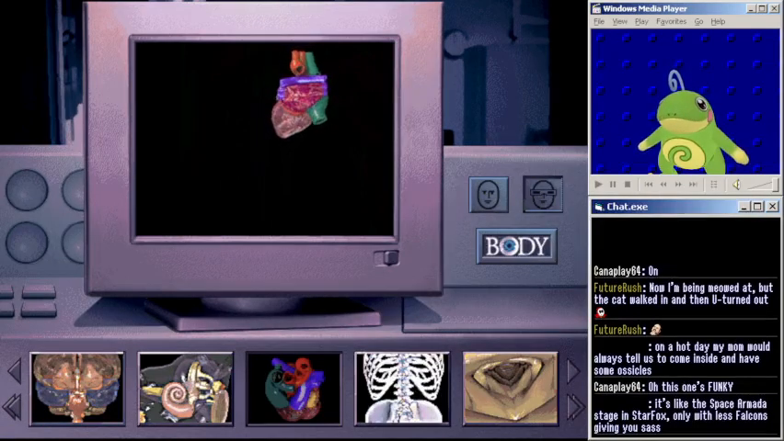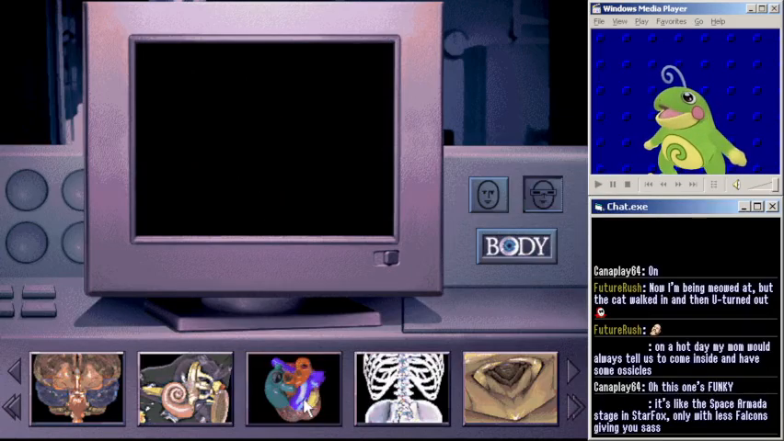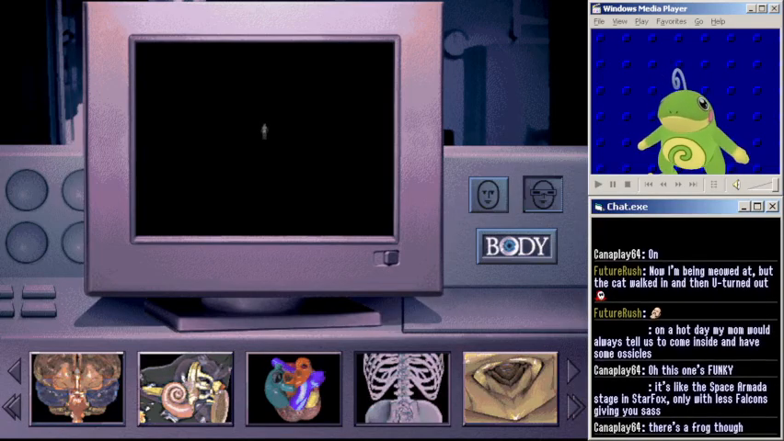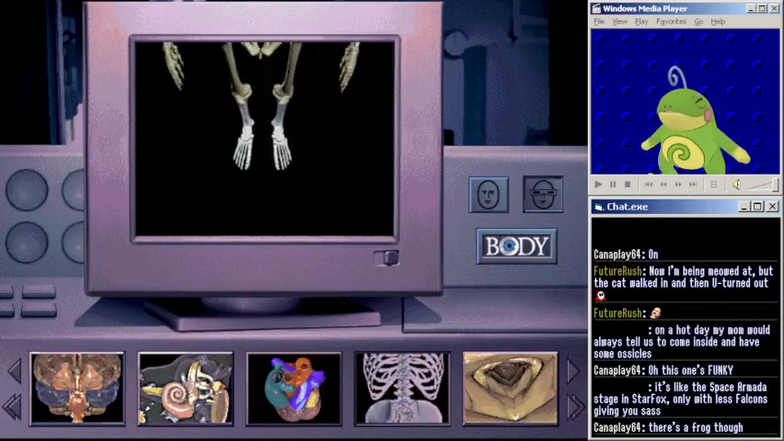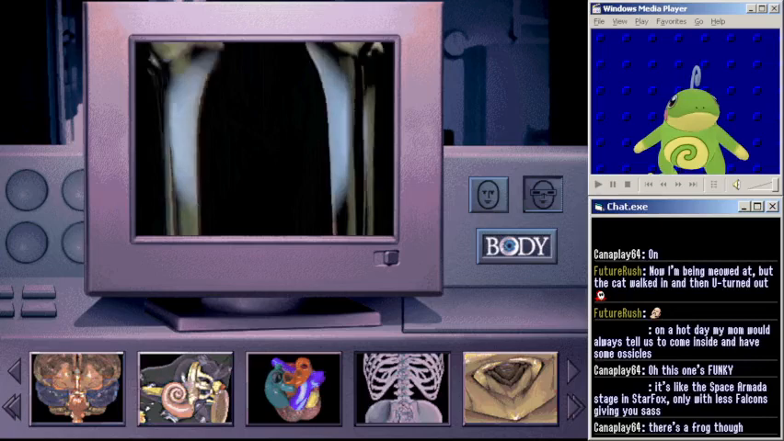It's like the Space Army stage in Star Fox, only with less Falcons giving you sass. Yeah. And that guitar solo, though, I mean, it still sounds like Midas, but it's good. Ooh, skeleton. Yeah. I haven't found a good Slippy model that'll work with my system yet.